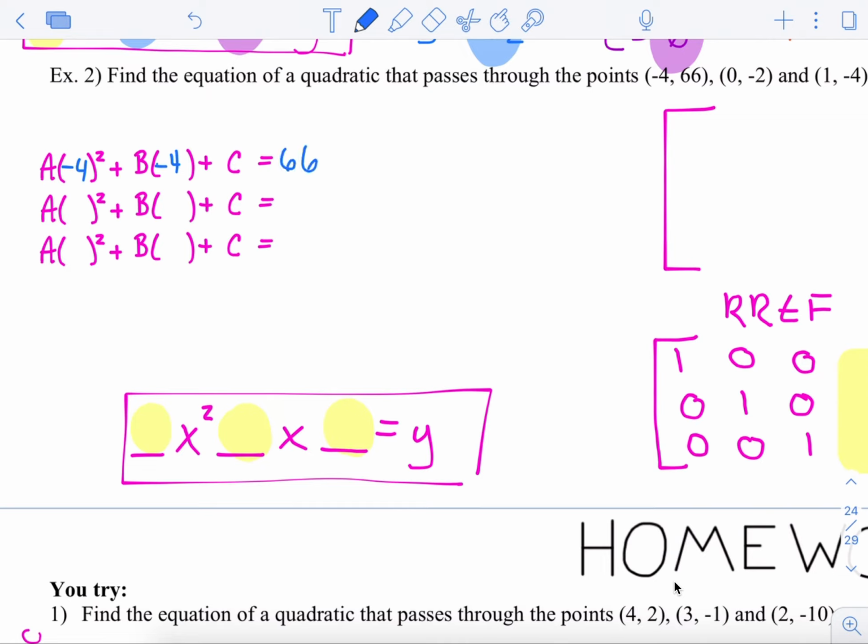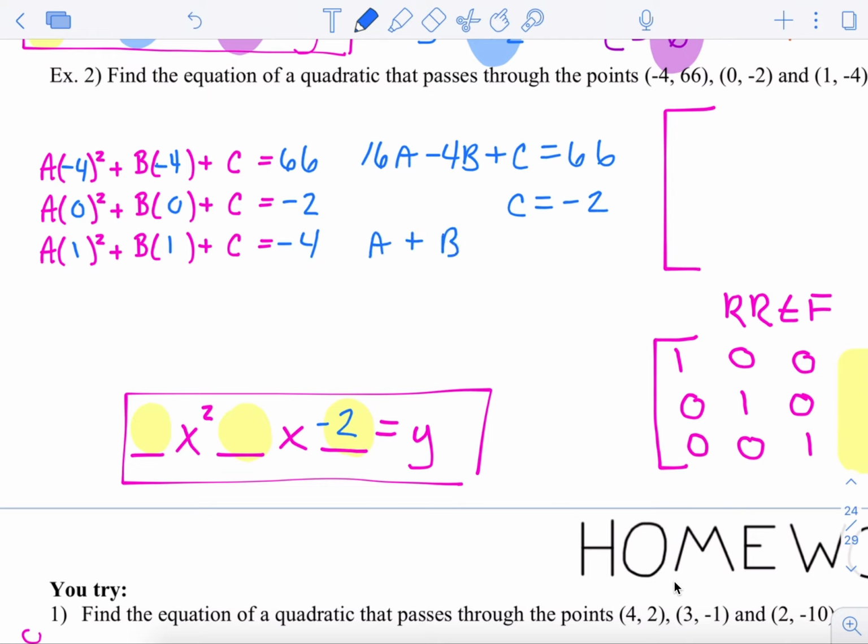So 4 squared is 16, so 16a minus 4b plus c is 66. Second equation, I have 0 for the x and -2 for the y. So we don't have any a's and we don't have any b's. All we have is c equals -2, which you could just go ahead and put down here, I guess, if you want to. And then the final one, we have 1 for the x and -4 for the y. So 1 squared is 1, so 1a, 1b, plus c equals -4.